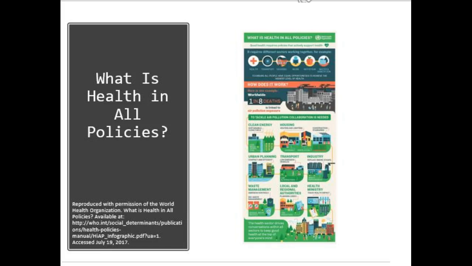Water and sanitation are also very important to health. So all these things need to work together. So in the graphic here is one example. 1 in 8 deaths is linked to air pollution. So, to tackle air pollution, we need to collaborate. We need to find clean energy.